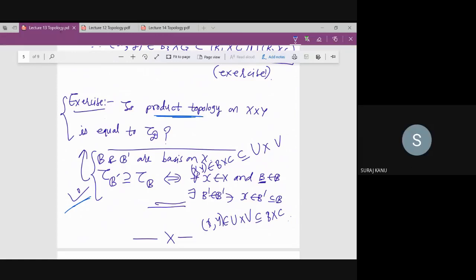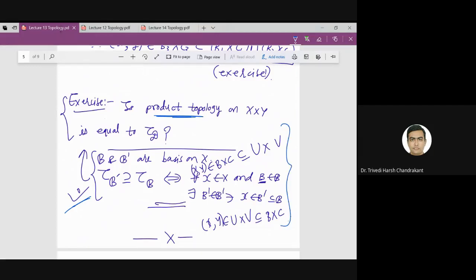Sir, this exercise, are you going to solve it or do we have to solve it? Obviously the exercise should be solved by the students. Okay, sir. So you try it. If you are not able to solve it, then I can help. But without you trying, how can I solve it? So first you try using this definition.